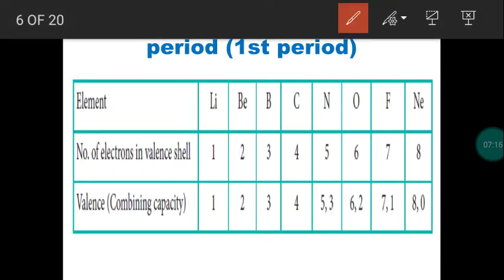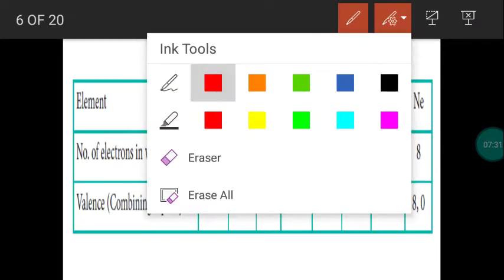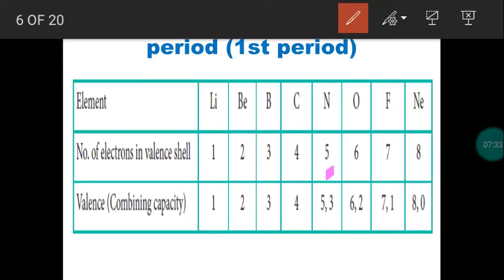Next, nitrogen, atomic number 7, 1s2, 2s2, 2px1, 2py1, 2pz1. So in total 5 electrons are present in the second shell of nitrogen. What is the method of calculating valency? You just take the valence electrons as its valency.